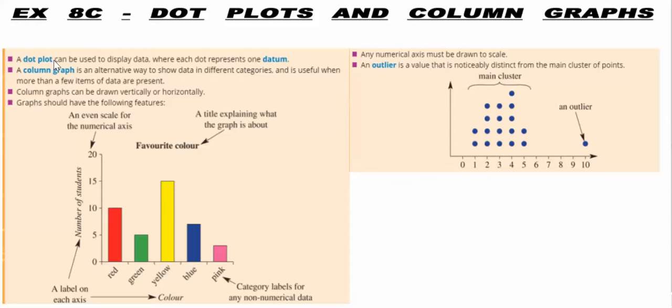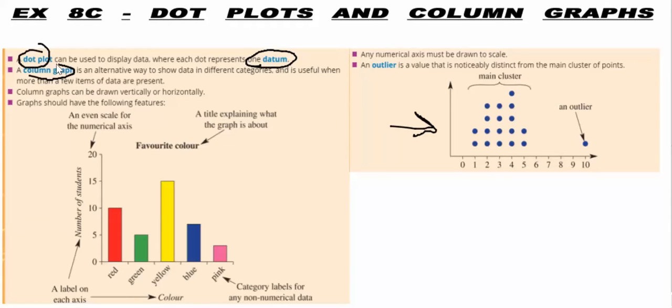All right, so a dot plot, this is a dot plot over here. Okay, that's a dot plot. So basically a graph using dots, and the dots may indicate a certain value. So in this one, maybe each dot is worth 1, it could be worth 5, but generally they are just worth 1. It's a very simple way to show data. All right, so a dot plot can be used to display data where each dot represents one datum. Okay, it's usually just one data point.